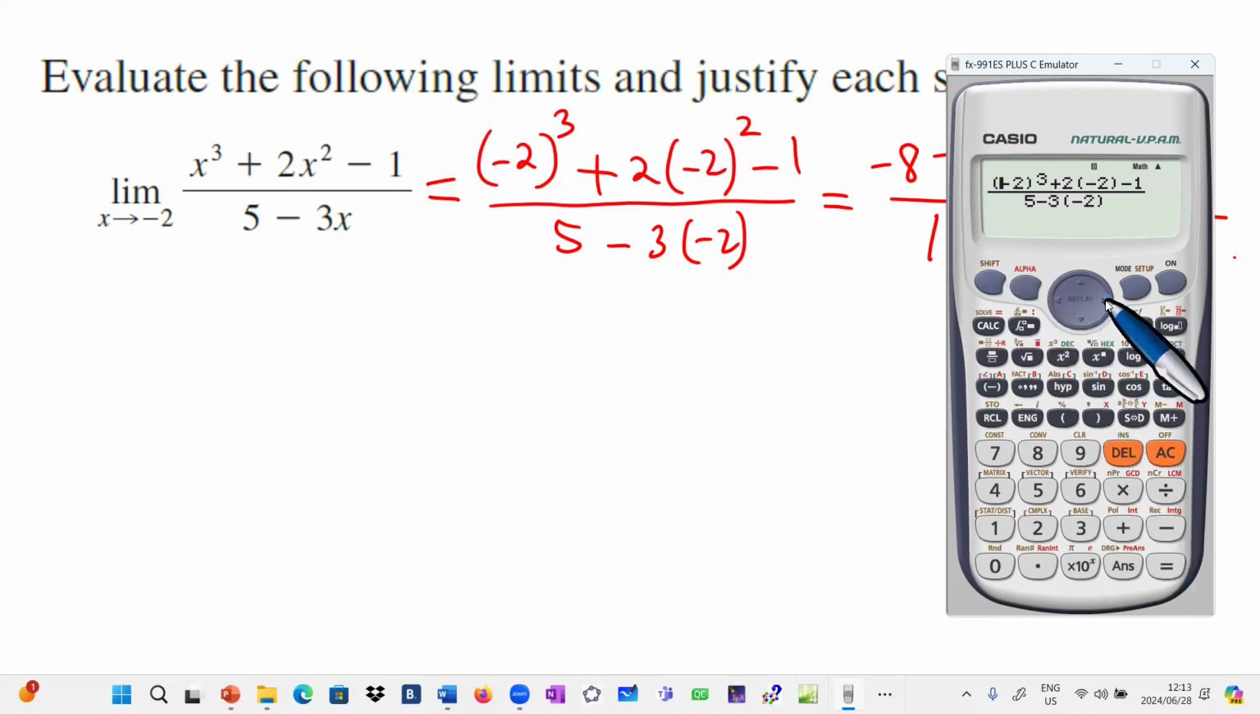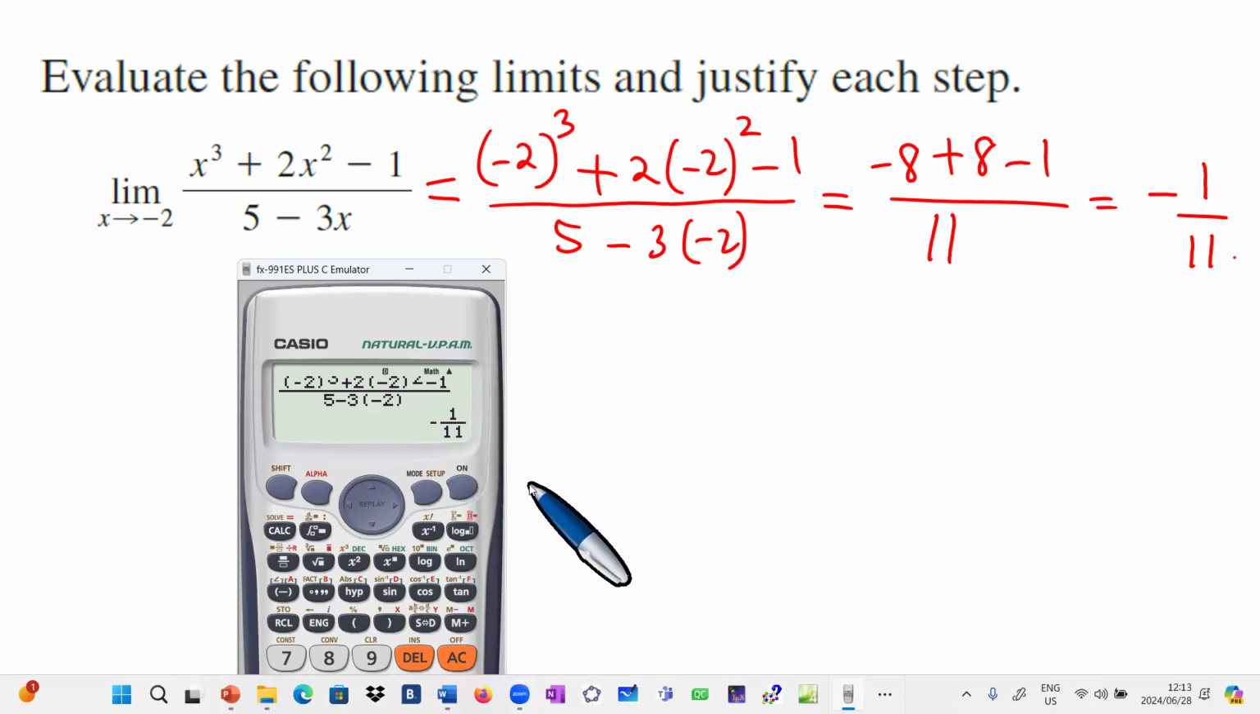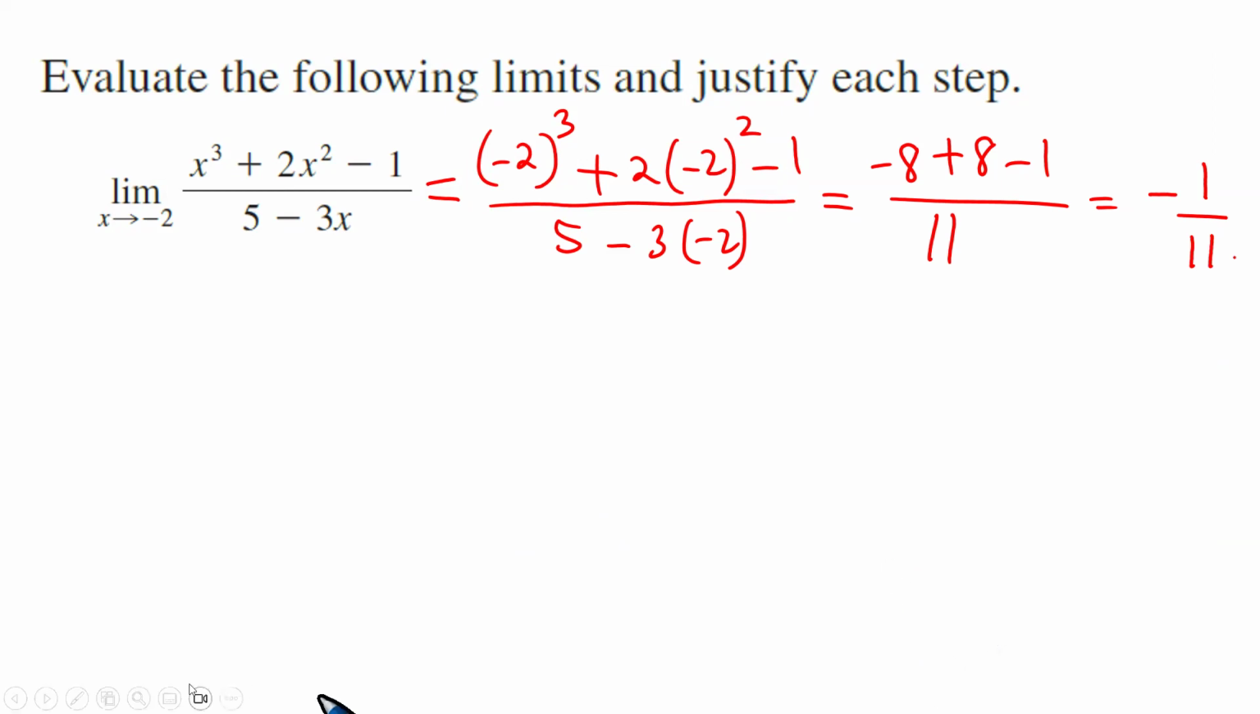I just need to square this one. Let's see. Clearly the answer is exactly minus 1 over 11, and it is indeed the correct answer we got. So we're good. Any question? No question. We proceed to the next one.